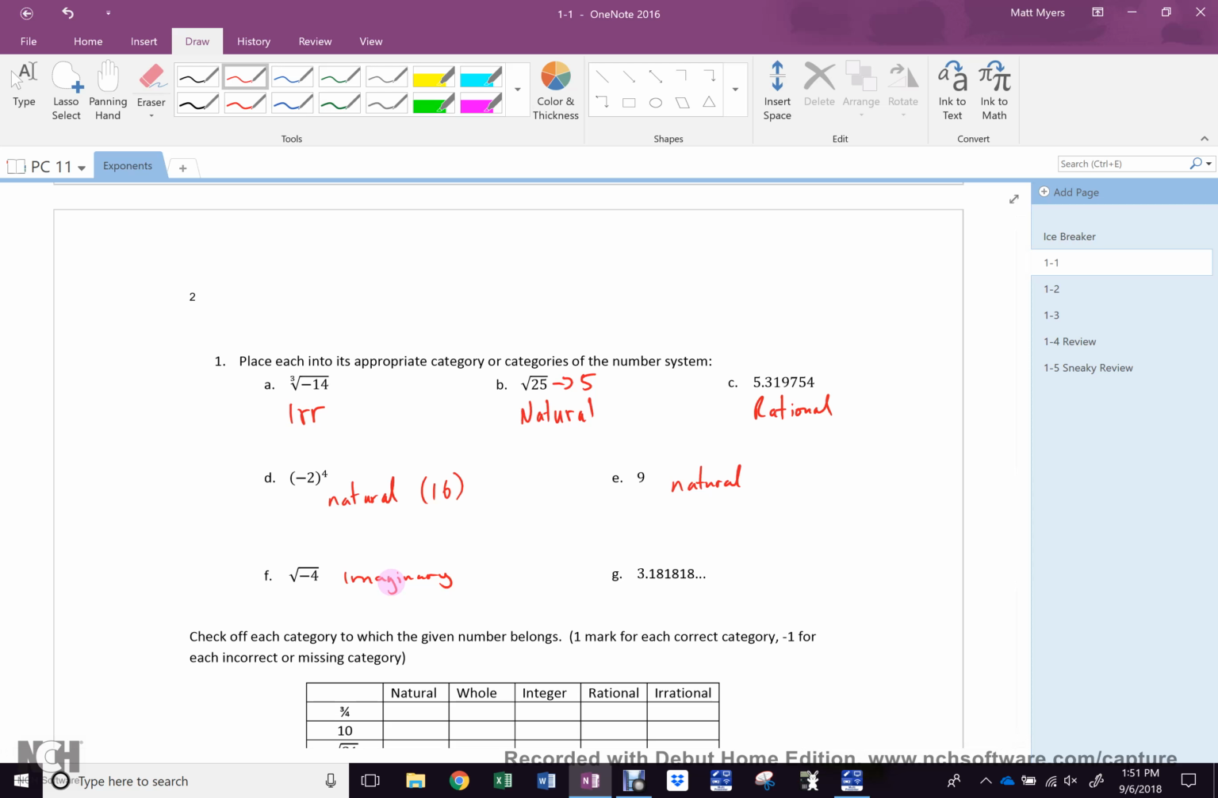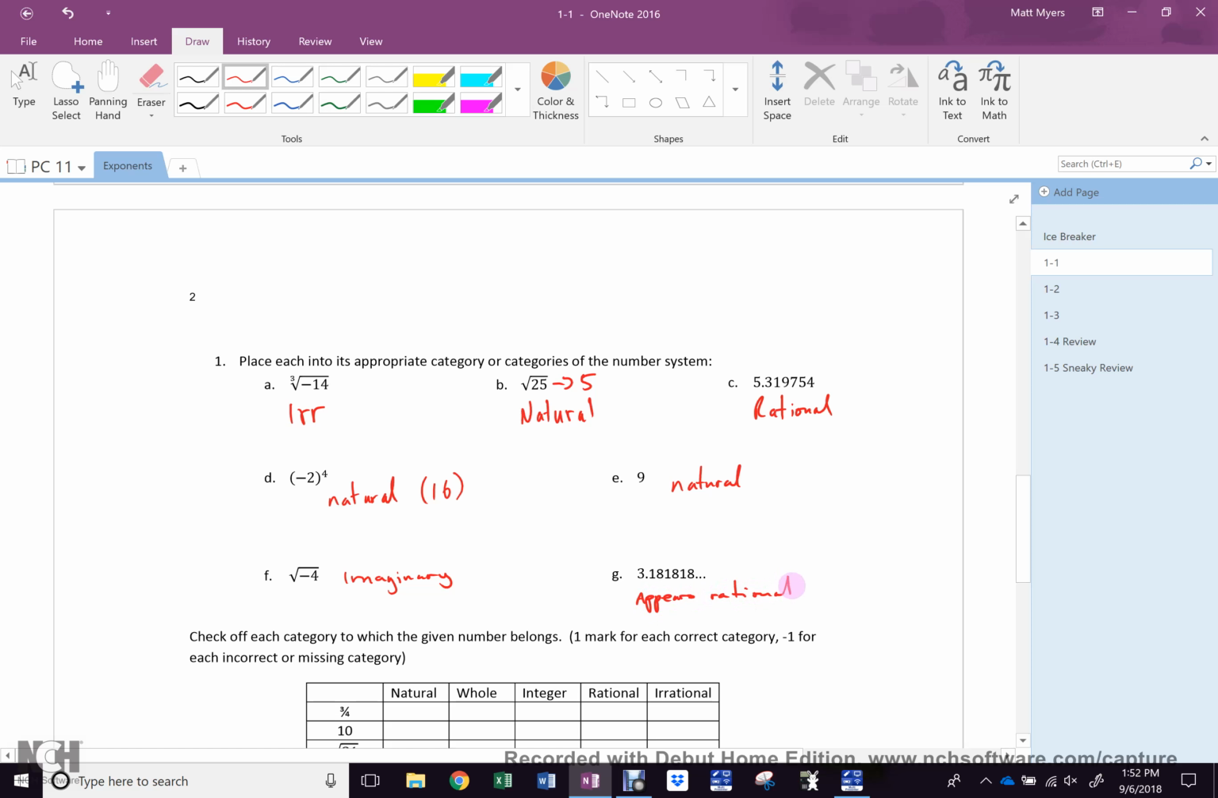What about G? It repeats, but those dots mean what? It continues on. Do we know that the 75th decimal place might not be a 7? We don't know that, do we? So as it's written here, we could say it appears rational. But can we say for sure?